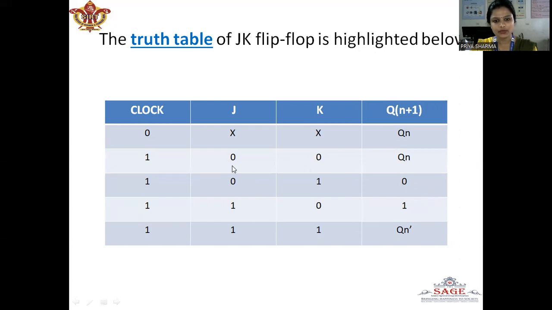If J and K both are low in this condition, then no changes occur. That is, it remains in the present state only. If J and K are both high at the clock edge, then the output will toggle from one state to the other. A JK flip-flop can function as a set or a reset flip-flop.